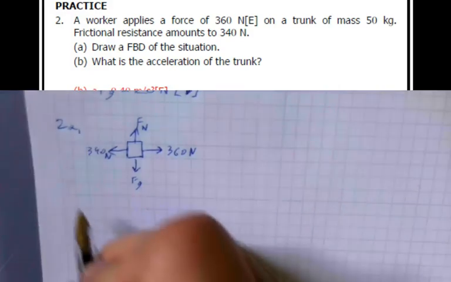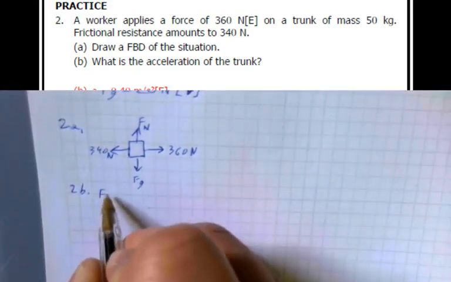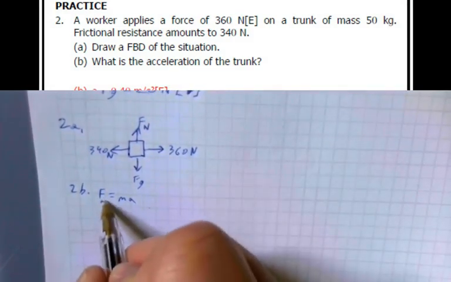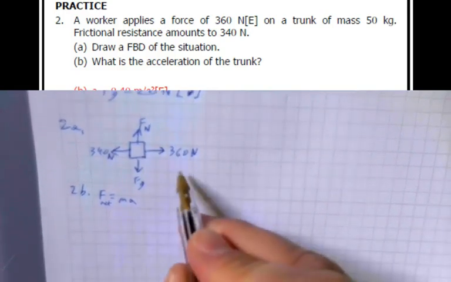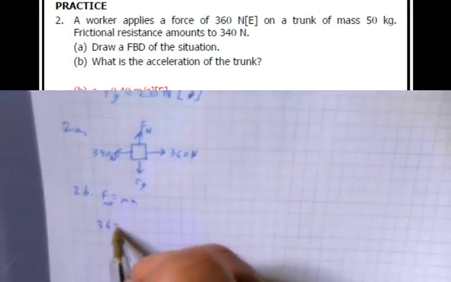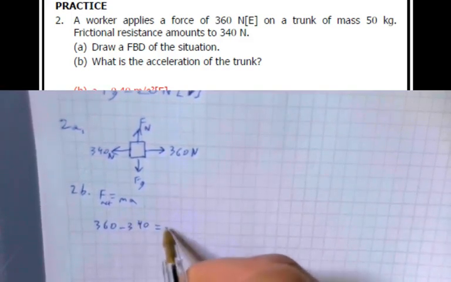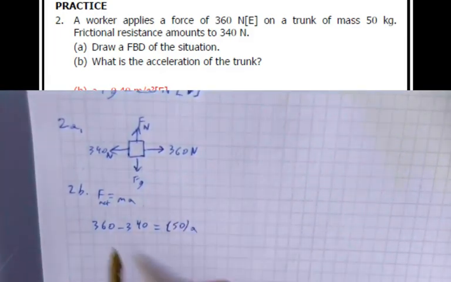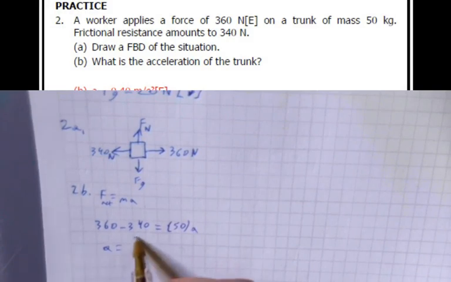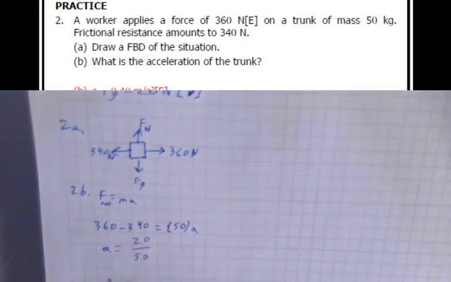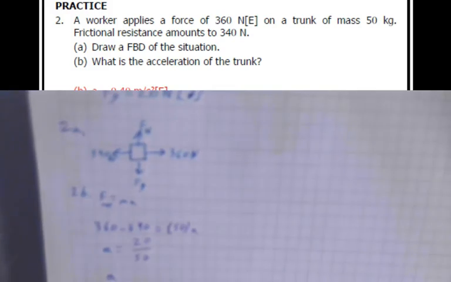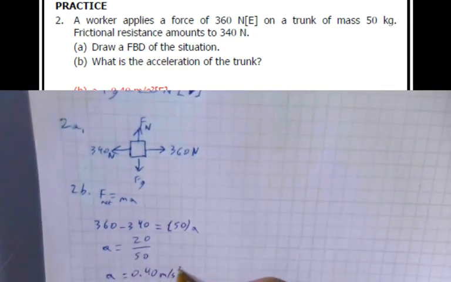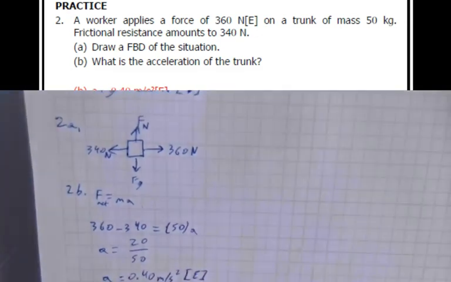We're asked to find the acceleration of the trunk. So we say F equals ma, but F is really our F net. So that's 360 minus 340. And our m is 50. So that is going to be 20 over 50. And our acceleration works out to 0.40 meters per second squared, directed to the east.